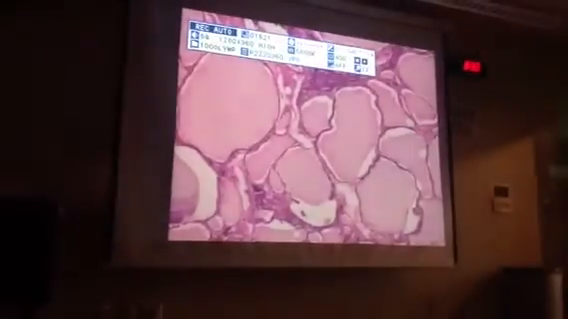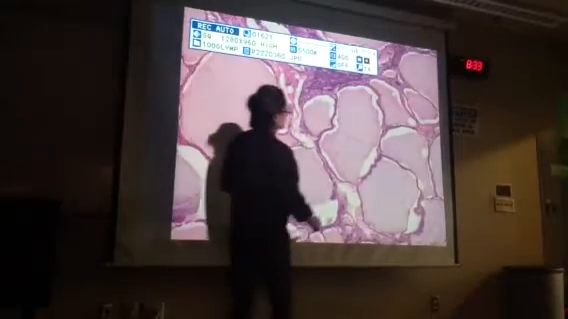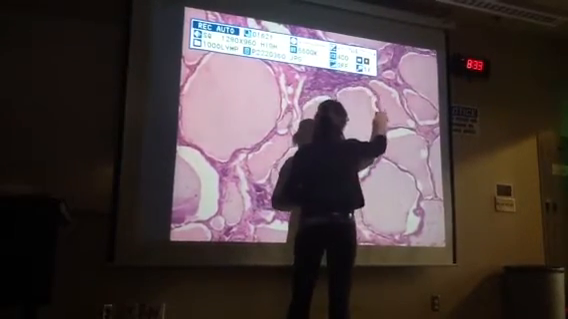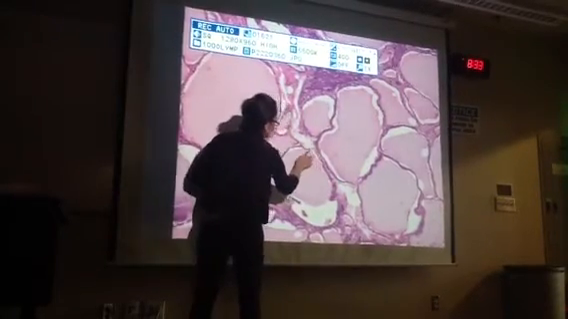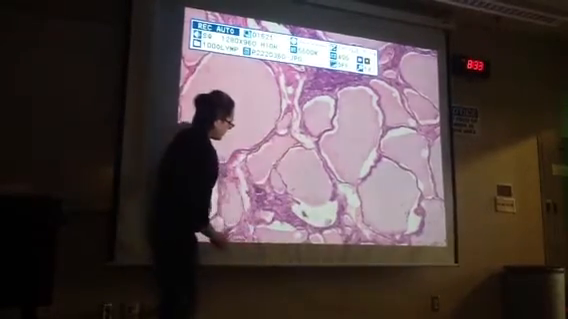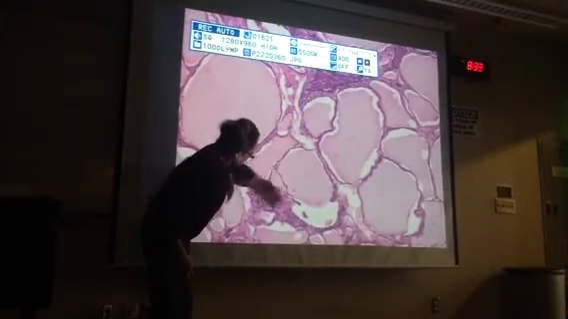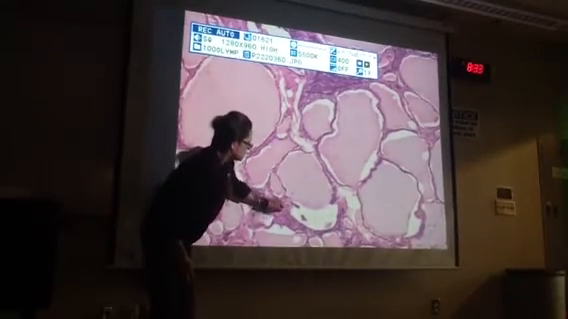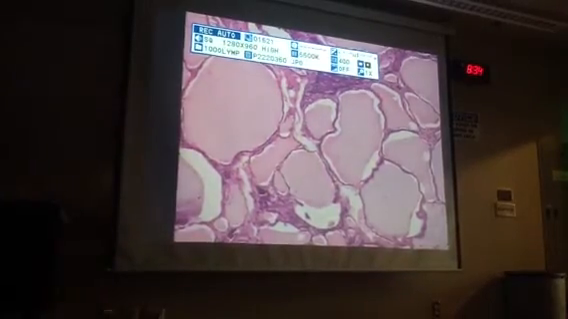We were just looking at 40x. This is 10x. You can also see it nicely here too. Again, this would be a follicle. This is simple cuboidal epithelia going around. This would be another follicle, simple cuboidal epithelia going around like that. And then these cells in here that are in between that follicle, and that follicle, and that follicle, those would be C cells, or parafollicular cells. Okay, so that's the thyroid gland.